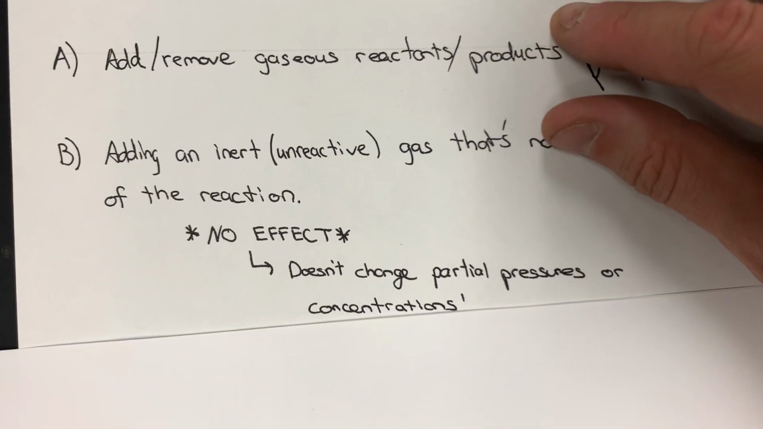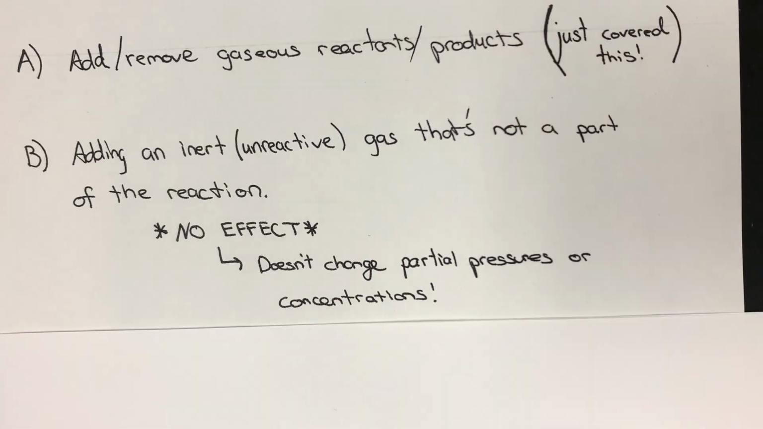The other thing we can do in terms of manipulating pressure is adding an inert gas, right? Something maybe like helium, for instance, that has, again, no place in our equilibrium expression. And if it's not in the equilibrium expression, it's going to have no effect. Because again, we will verify this in the coming days, it's not going to change partial pressures. It's not going to change molar concentrations of any of our reactants or products involved.